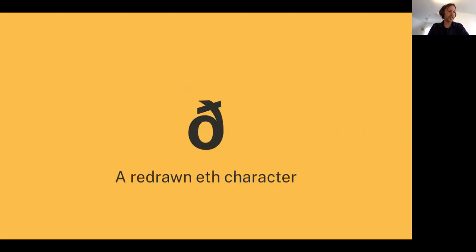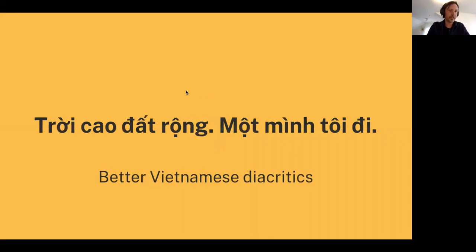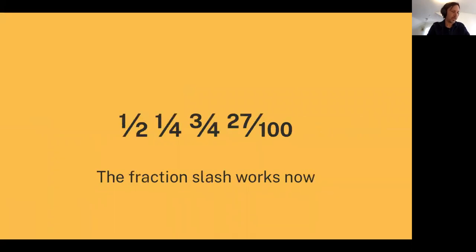This release has a redrawn eth character for any time Iceland is in the news, and improved Vietnamese diacritics to be more in line with best practices for that language and to help them read better at small sizes. We've also fixed some problems with the fraction slash and generally improved the display of fractions overall, as well as adding some spacing changes and a bunch of focus on spacing around hyphens and em dashes.